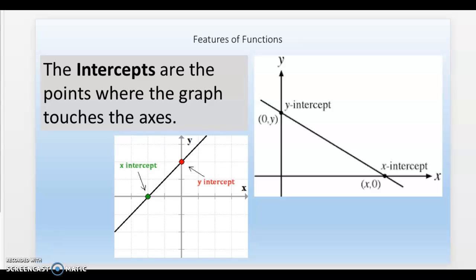Guys, the intercepts, I know you've talked about them before. It's where the graph touches or crosses the x-axis or the y-axis. Those are the intercepts, where it crosses the axis or touches the axis, okay?